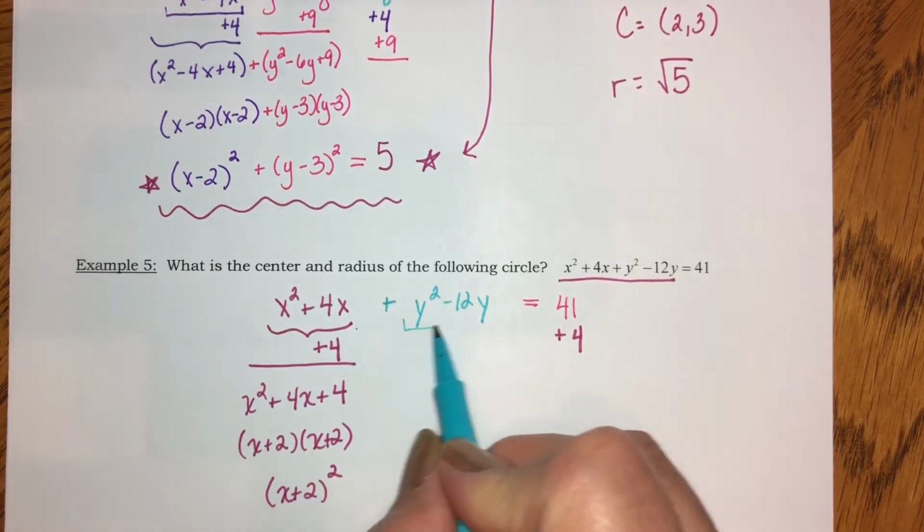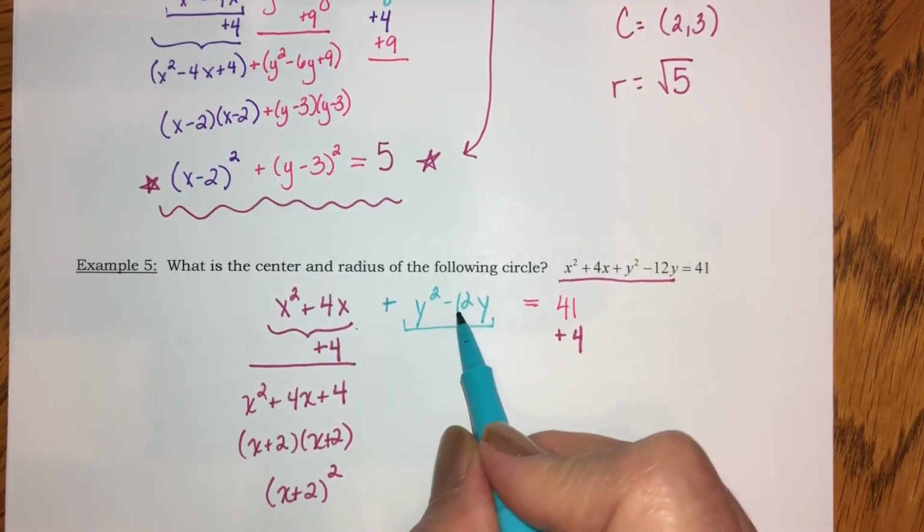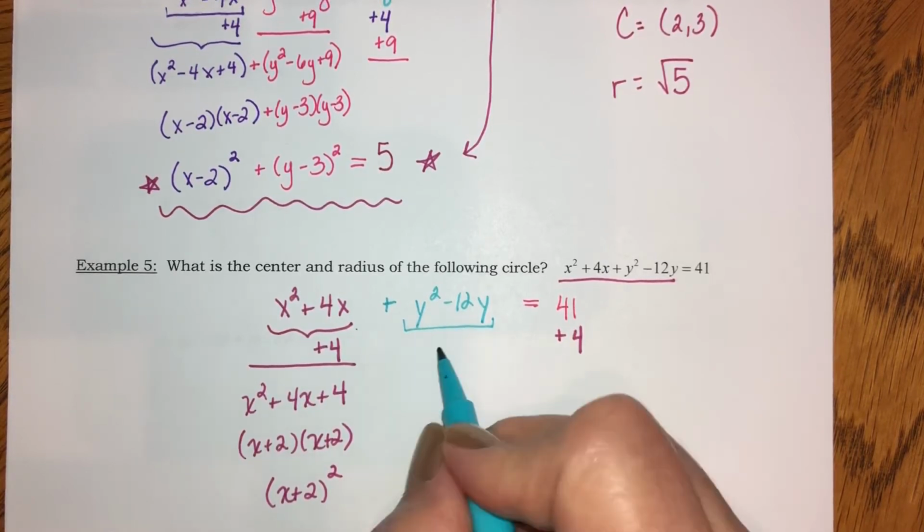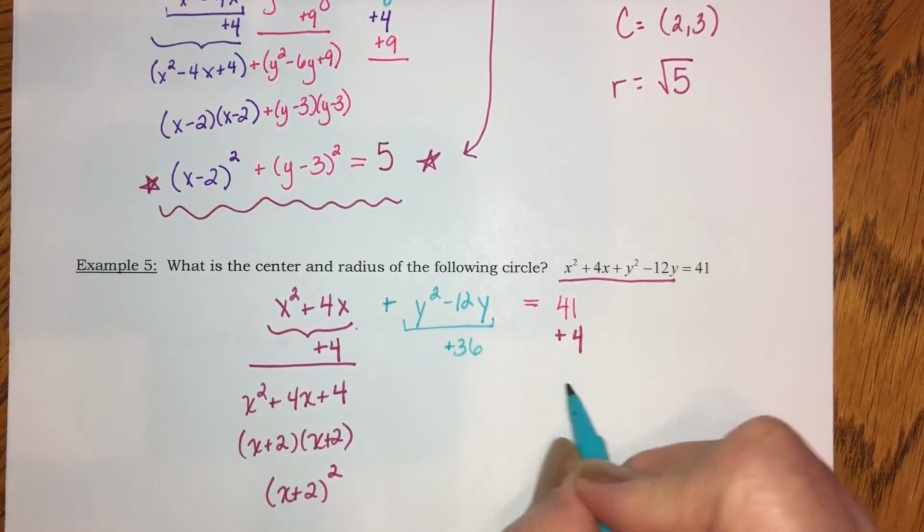Now I also have to do the same thing with the y terms. When I look at the y stuff, I have a negative 12 in front of the y. Half of that is negative 6 squared, 36. So I would need to add a 36 to both sides.